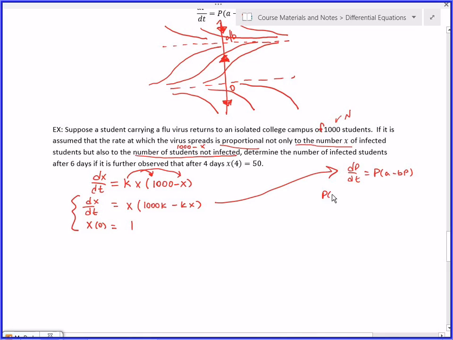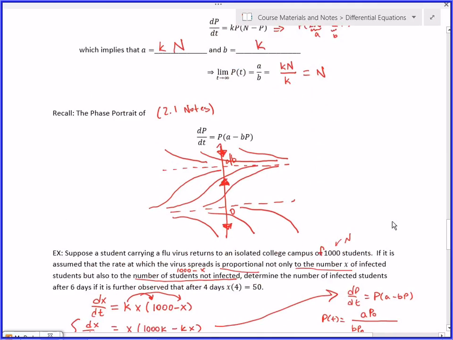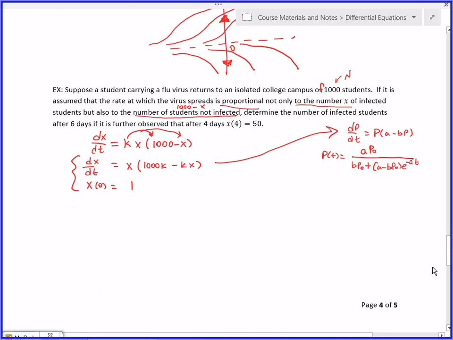The solution is A P naught over B P naught. Is it plus? Plus (A minus B P naught) e to the minus AT. Okay, so in my problem, all my p's are now x's.